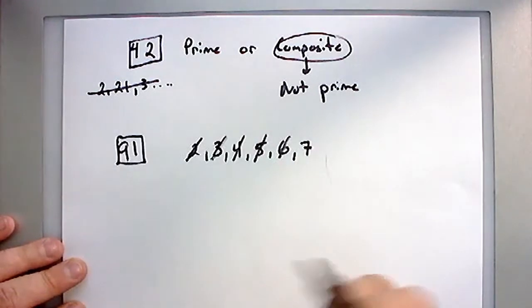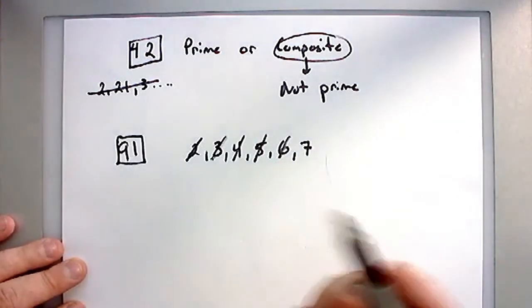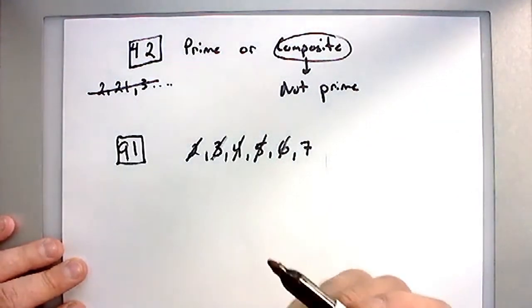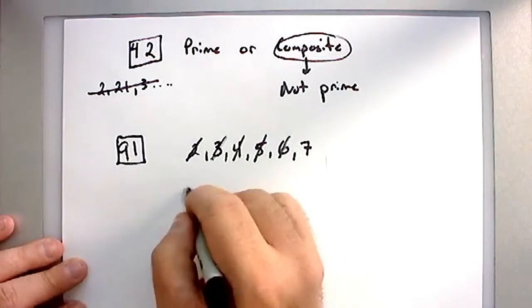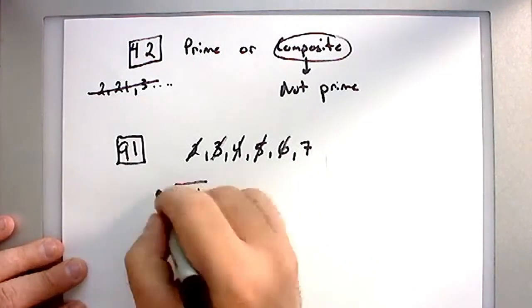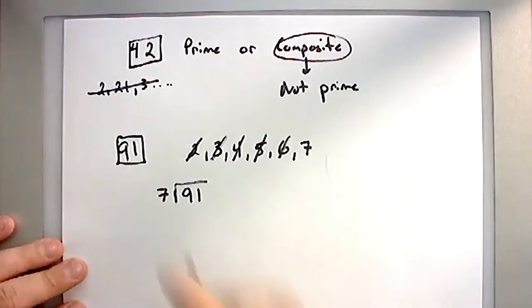7. I don't really know, right? This is the first one we come to where we say, I don't know. I don't think 7 goes into 91, but I don't know. You're going to have to try it. You may just have to take the number, and you may just have to try it.